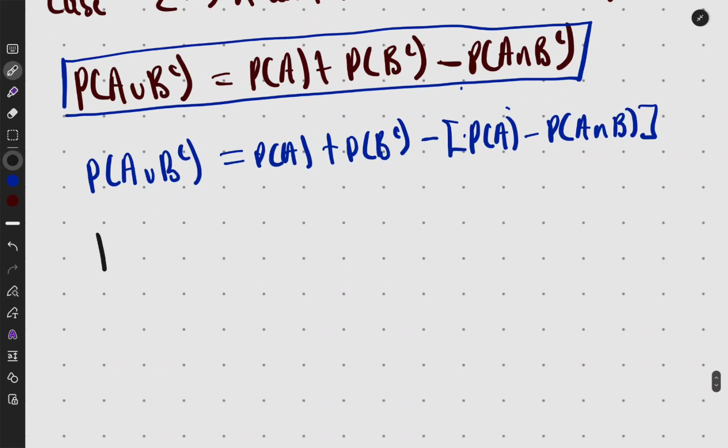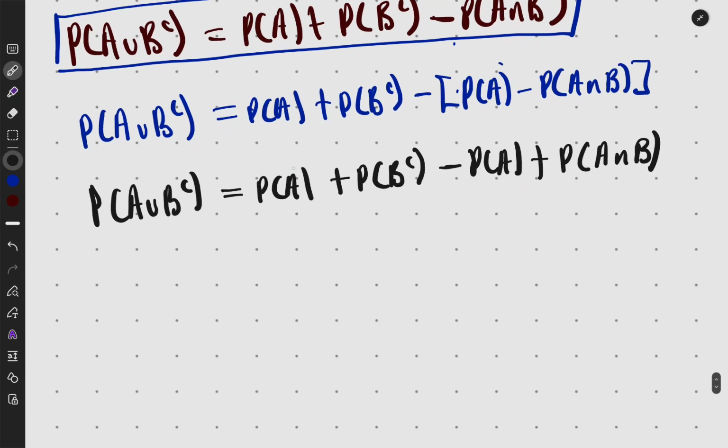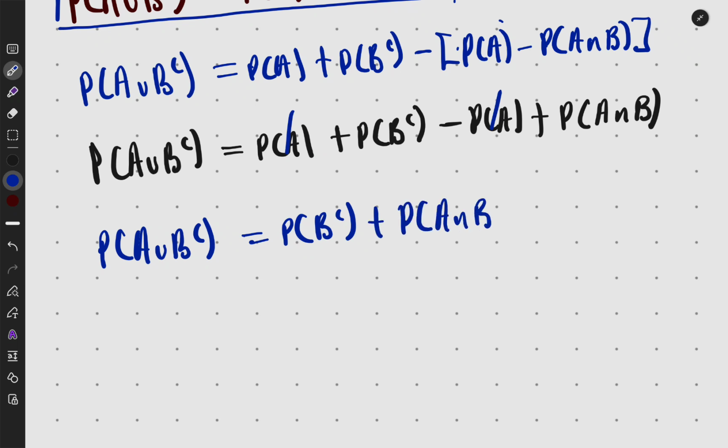Now from here we can simplify. The probability of A union B complement is just going to be the probability of A plus the probability of B complement minus the probability of A, then minus becomes plus the probability of A intersection B, like this. Now what you must know is that this probability of A and the other probability of A will cancel because of this minus. We have the probability of A union B complement going to be the probability of B complement plus the probability of A intersection B. This positive and this negative of course cancel to 0.